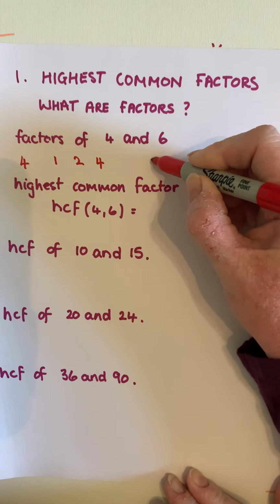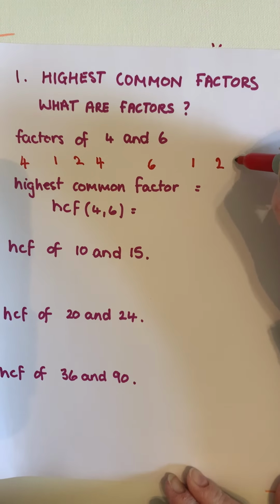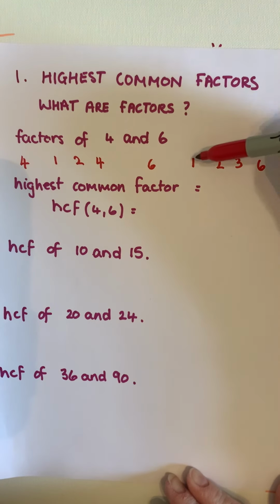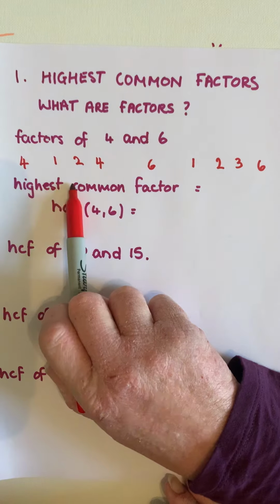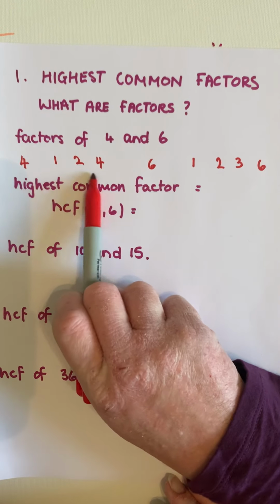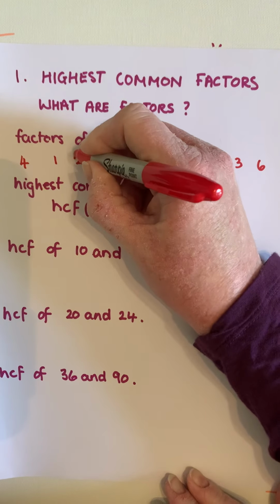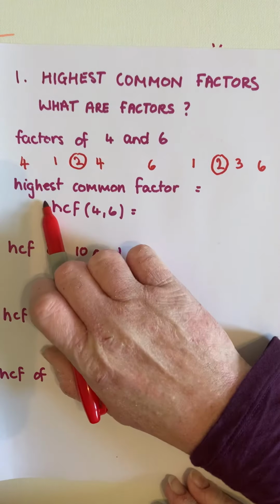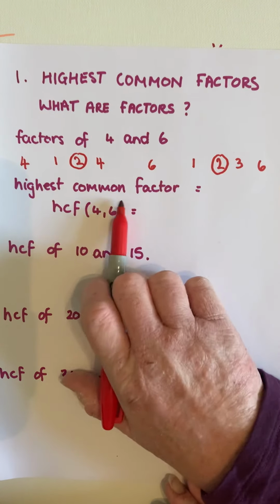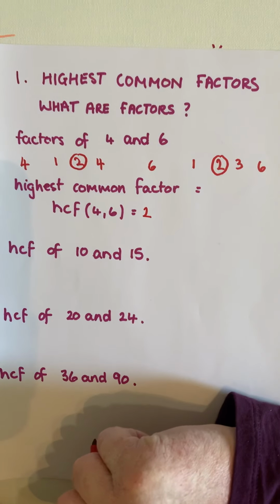Factors of 6 are 1 and 6, 2 and 3. So 1, 2, 3 and 6 are factors of 6. What is the number in both of these lists that's the highest value? Well, it's going to be 2. So we can say that the highest of the common factors of 4 and 6 is 2.